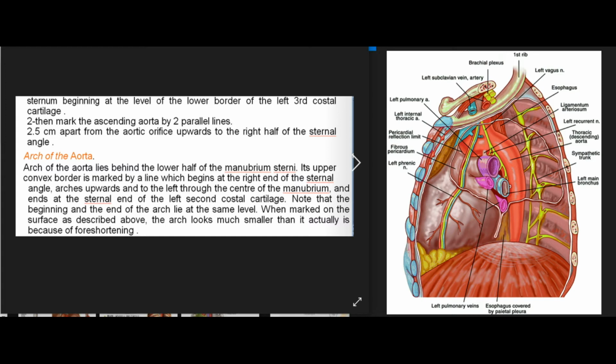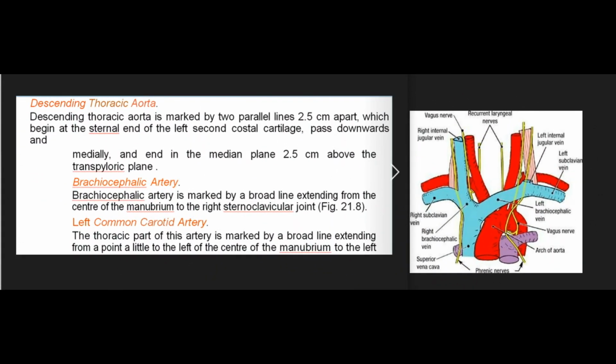Arch of the aorta. Arch of the aorta lies behind the lower half of the manubrium sterni. Its upper convex border is marked by a line which begins at the right end of the sternal angle, arches upwards and to the left through the center of the manubrium, and ends at the sternal end of the left second costal cartilage. Note that the beginning and the end of the arch lie at the same level. When marked on the surface as described above, the arch looks much smaller than it actually is because of foreshortening.